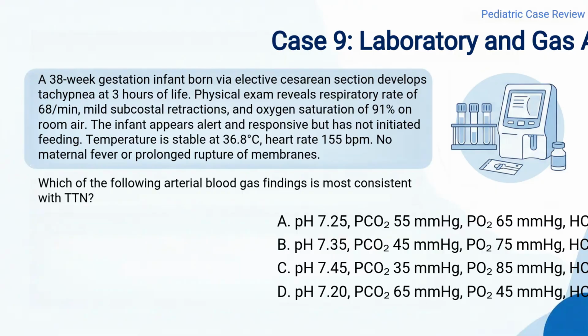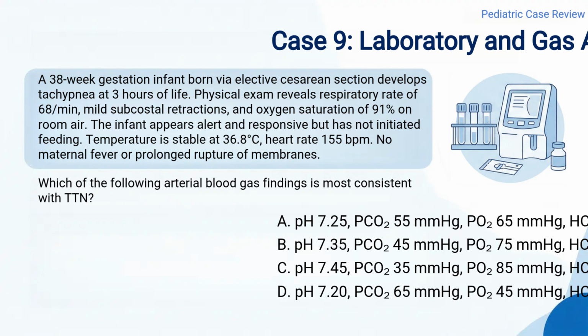Case 9. A 38-week gestation infant born via elective cesarean section develops tachypnea at 3 hours of life. Physical exam reveals a respiratory rate of 68 breaths per minute, mild subcostal retractions, and oxygen saturation of 91% on room air. The infant appears alert and responsive, but has not initiated feeding. Temperature is stable at 36.8 degrees Celsius and heart rate is 155 beats per minute. There is no maternal fever or prolonged rupture of membranes.